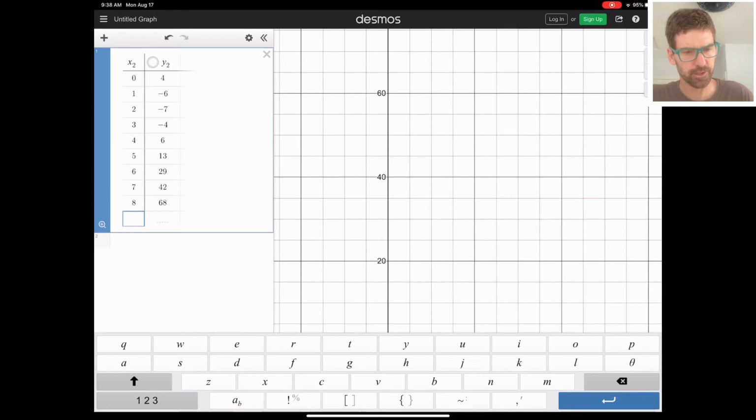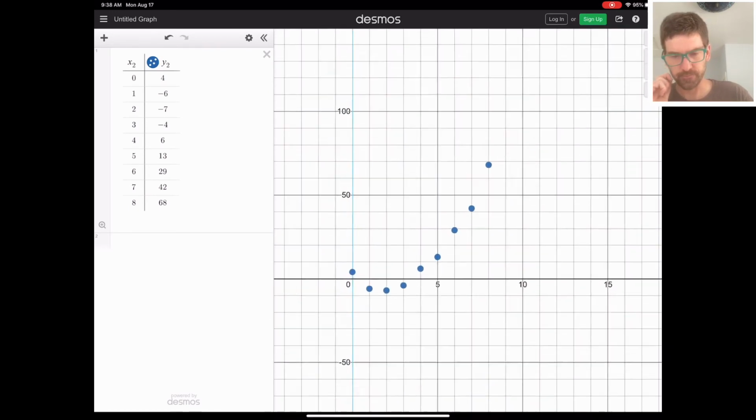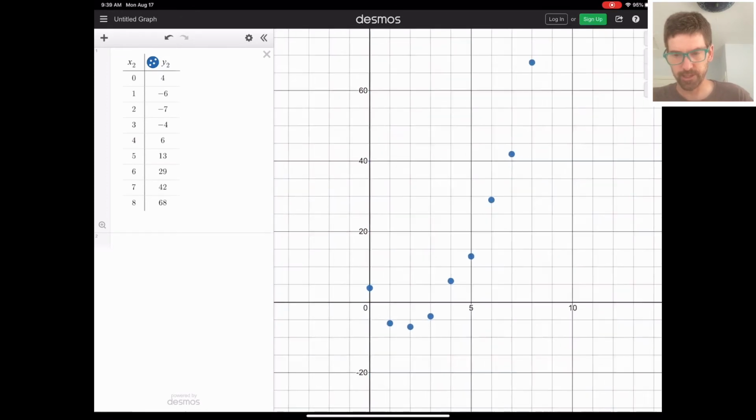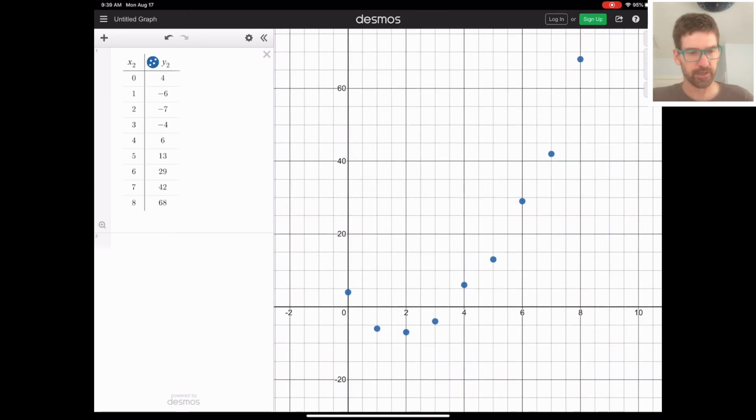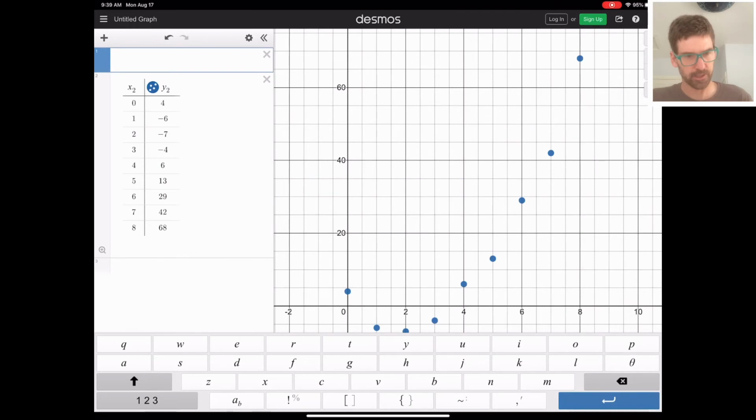We can turn on the data. Let's make sure we have all the data visible. So once again, it does look like we're dealing with a parabola here. So that tells us we probably want to be using a quadratic function of best fit. So let's type all that in again as well.